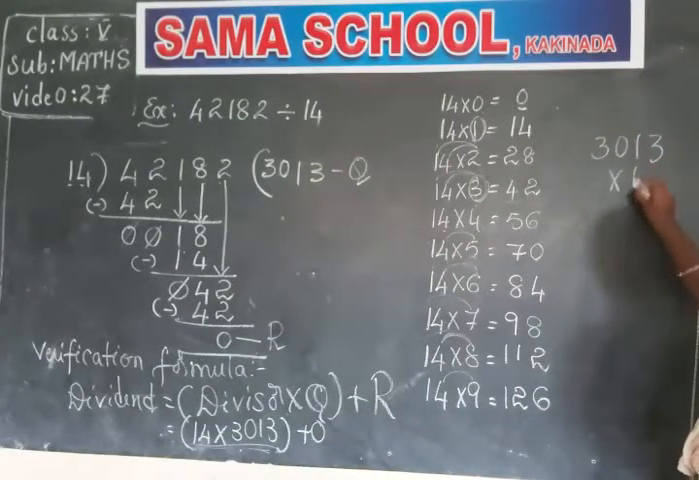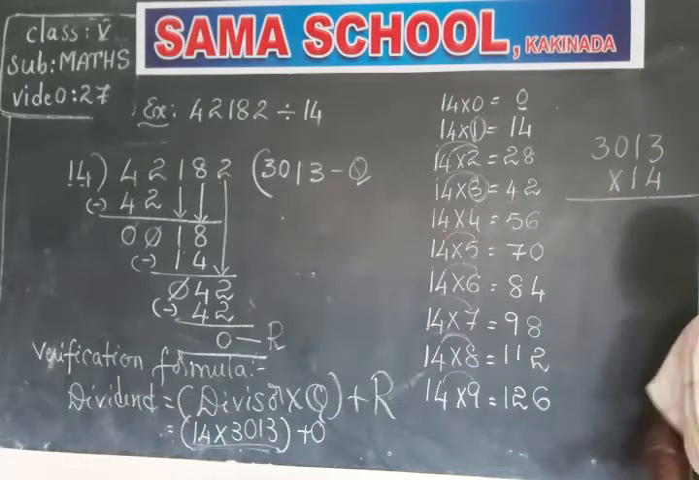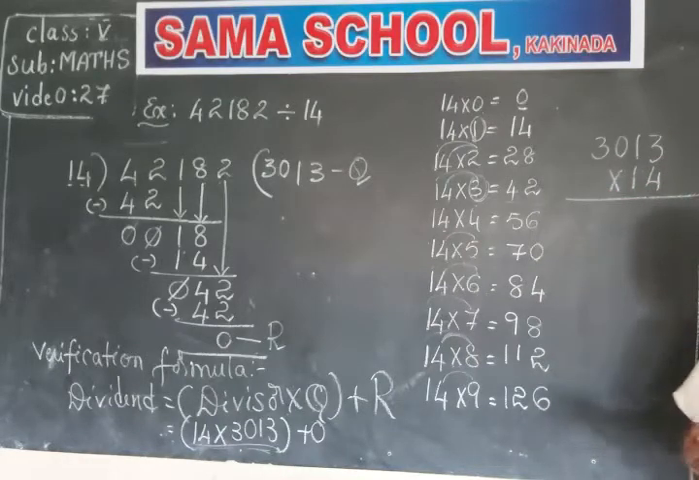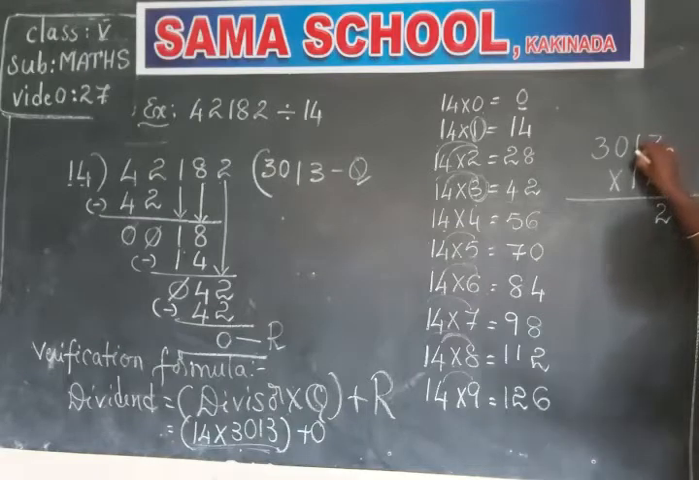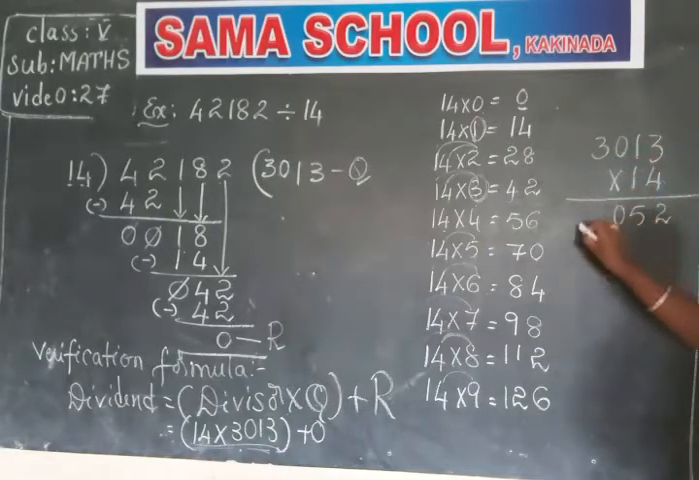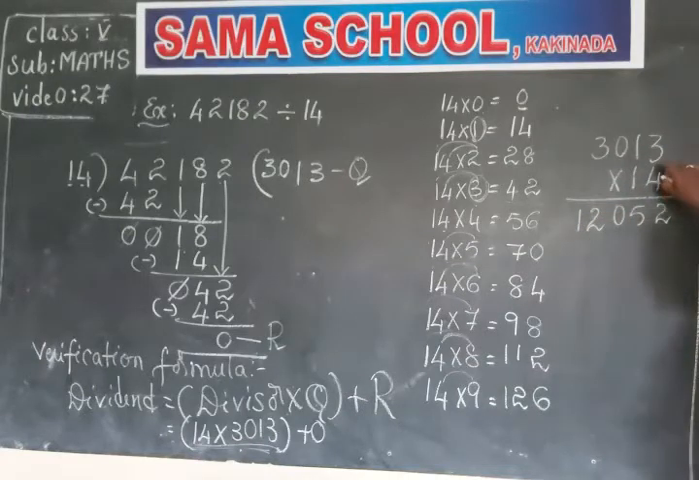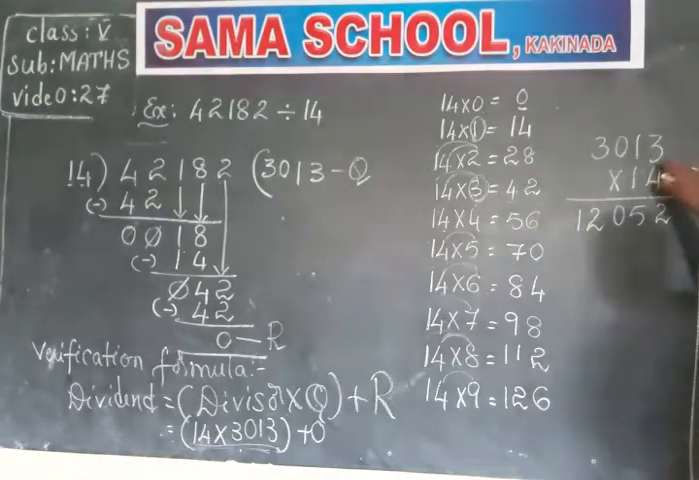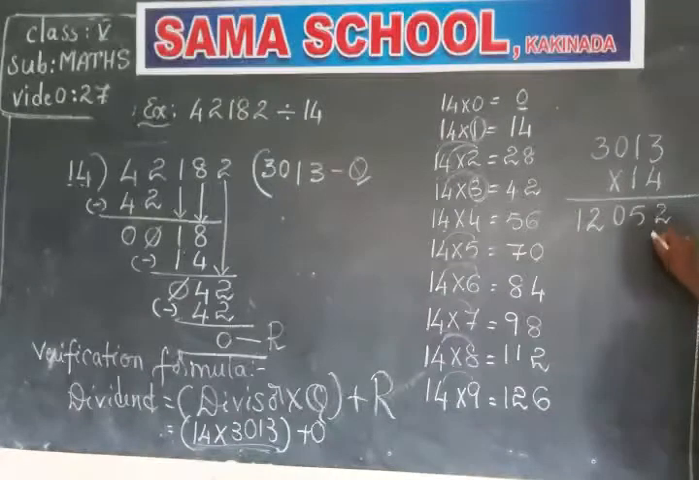3013 into 14. See here, which number we have to select for multiplication first? Either 1 or 4. 4. Always we have to start from the ones place digit. Okay, multiply. 4 3s are 12. Write 2 here and 1 in the mind. 4 1s are 4. Plus 1, 5. 4 zeros are 0. 4 3s are 12. So multiplication by the ones place digit is completed. So we have to leave the first place and we have to start from the tens place.